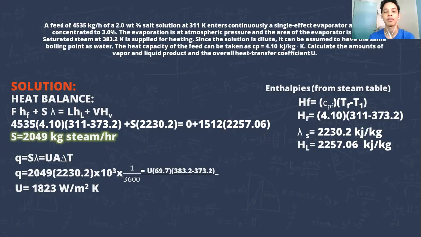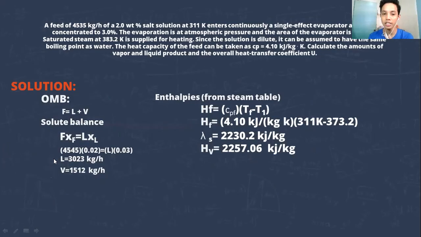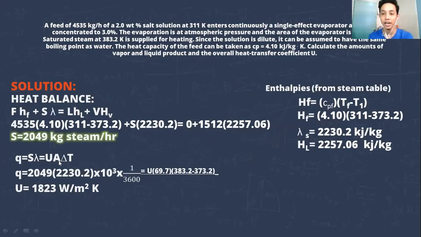Since we already have S, we can now solve for the Q, I mean for the U. So Q, as we all know, is equal to U, the overall heat transfer coefficient, times the area times the change of T. This change of T is equal to the temperature of the entering steam minus the boiling point temperature inside the evaporator.